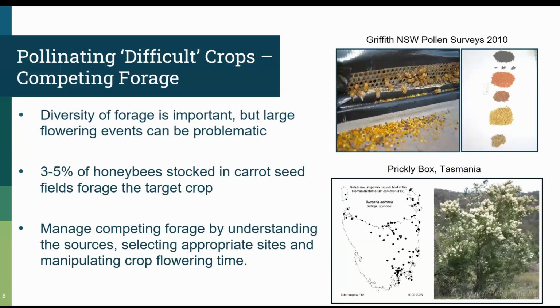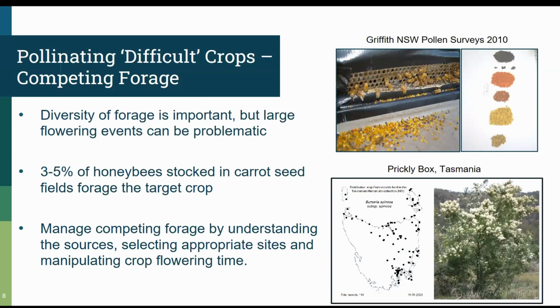One of the challenges, particularly with hybrid crops, is that a lot of the male sterile lines, which are the seed-bearing lines, aren't necessarily that attractive to honeybees. A consequence of the sterility is that they tend to have reduced nectar production and they don't produce pollen. What that means is that there are a lot of other things in the landscape that are potentially more attractive for honeybees to forage on. We know, for example, in hybrid carrot crops, about 3 to 5% of the worker bees that are stocked into that crop actually forage on the crop.